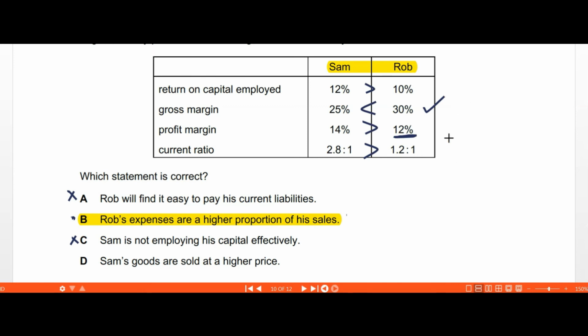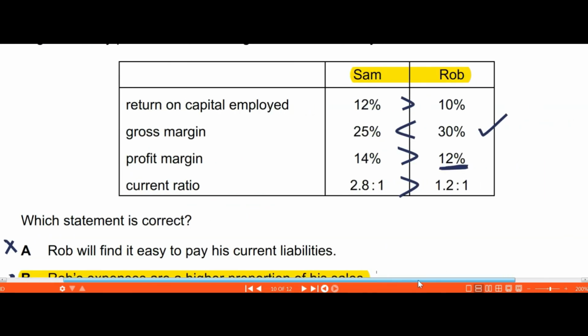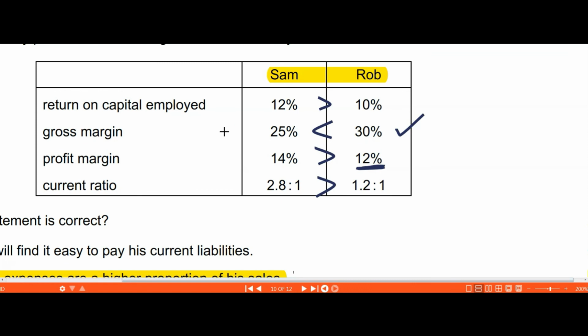What we simply mean over here as a higher proportion of sales is that, I'll just zoom in to give you a more clear picture. Suppose we have a gross profit margin of 25% and then this profit margin is 14%. So technically they're losing whatever they're losing in between, that is going towards the expenses. Now if Rob's gross margin was 30% and now this has reduced to 12%, we know that 30 minus 12 will actually give us 18. So that means this 18% that he is losing is going in the form of expenses, right?